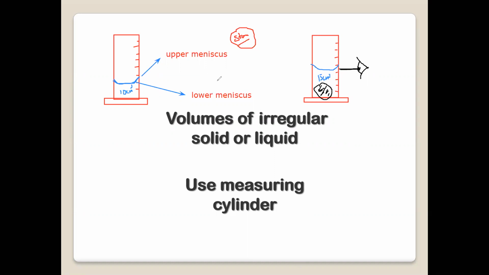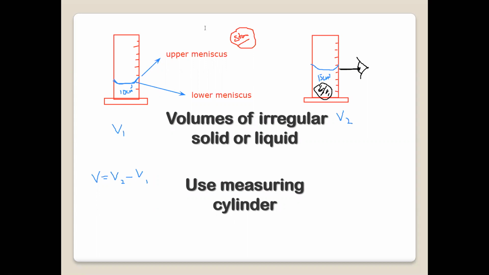Just take a difference. If the first volume is V1 and the second volume is V2, we will take the difference. It will be V2 minus V1, and that will give us the volume of the irregular object. In the same way, if we want to measure the volume of a liquid, we directly pour the liquid into a measuring cylinder and record the volume.